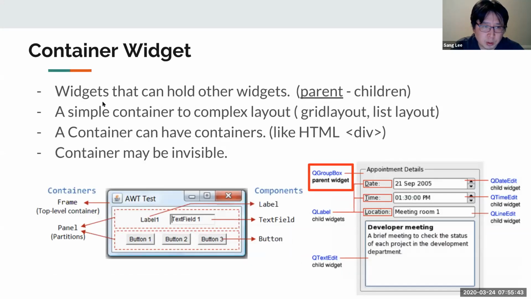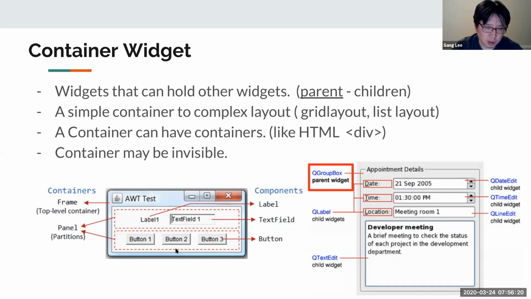Container widget is basically a widget that can hold other widgets. So in parent-children relation, it's going to be parent all the time. We could have a simple container, or it could be a complex container, such as grid layout or list layout. And of course, a container can have other containers. It's like the HTML div element. So a div can have other divs and other HTML elements. And a container may be invisible.